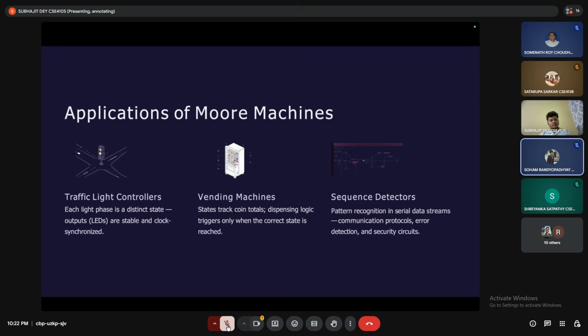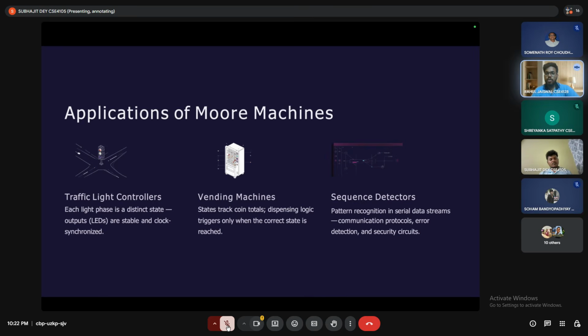Good evening, sir. I will be explaining the applications of Moore machines. A Moore machine is a finite state machine where the output only depends on the current state and not on the inputs directly, which is already stated by my friends. So I will be explaining some of the key applications of Moore machines.